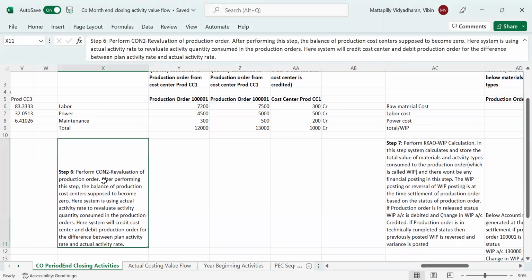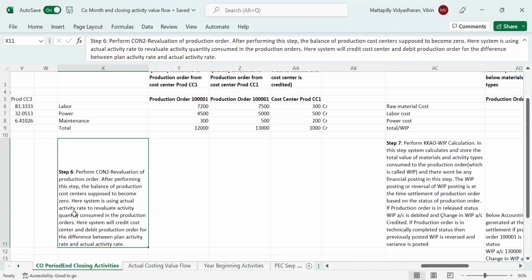So the transaction code is CON2. That is for bulk order revaluation of production orders. For a single order, it is KON2. After performing this step, the balance of production cost center is supposed to become zero.